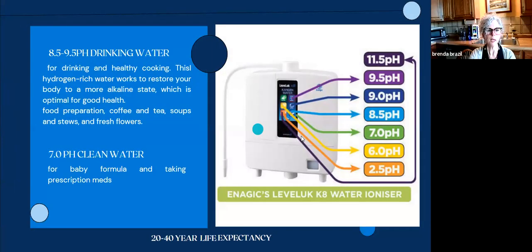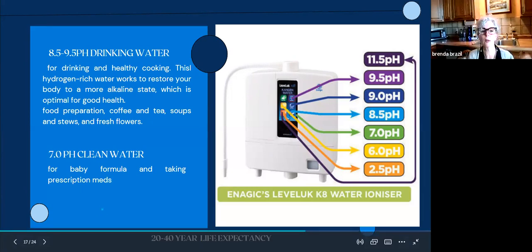Okay, so I want to just touch on some of these drinking waters. The video might have gone pretty fast. There are three different pHs of drinking water: 8.5, 9.0, and 9.5. When you drink this water, you can get energy. It's amazing. I never liked water and I didn't know why. Now I do know, because they put chlorine and stuff in it, and you can taste the chlorine.